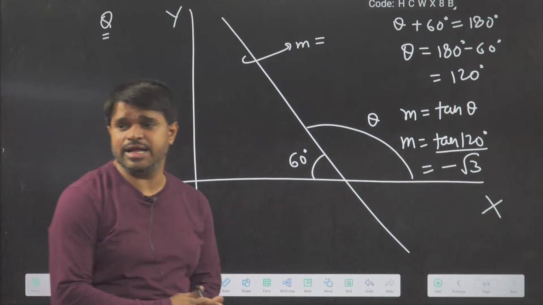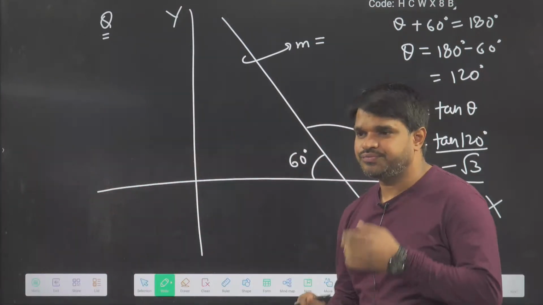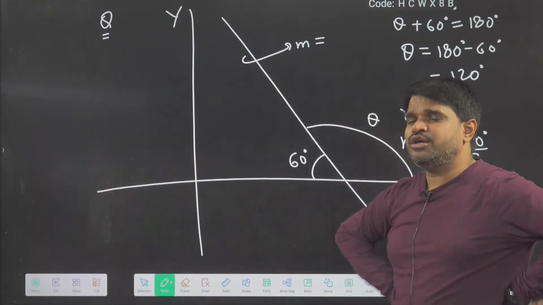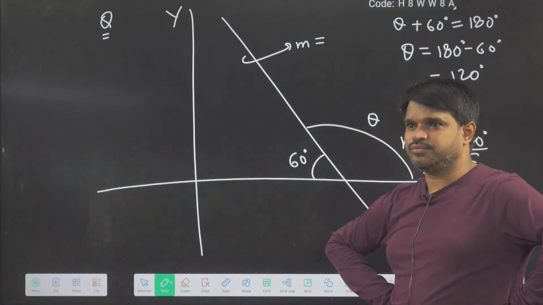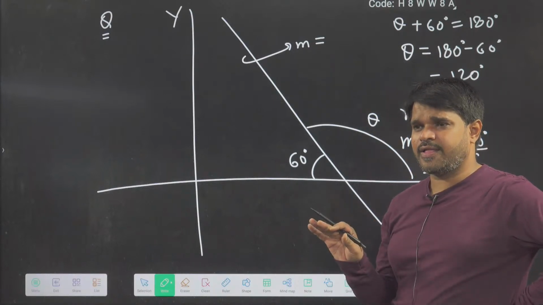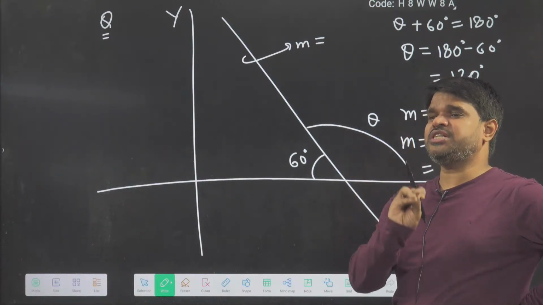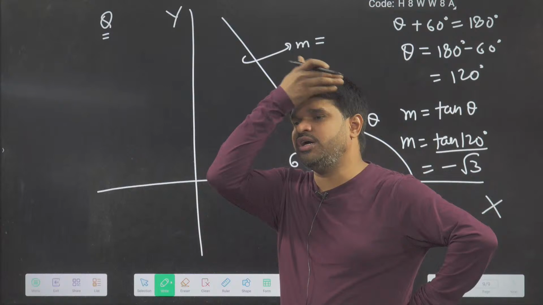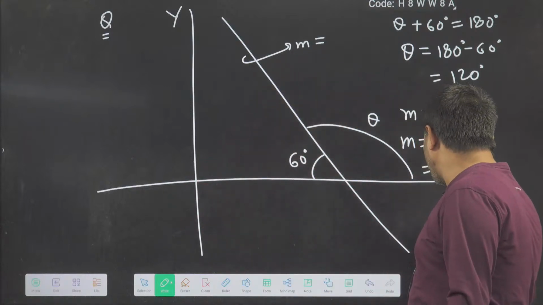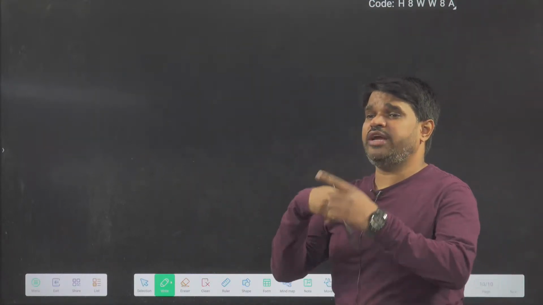Okay. Done up to here? Clear? So is slope clear or not? Slope is tan theta. Theta should be taken with what? The right direction or positive direction of what? X-axis. Okay. Now we will continue in the graph.